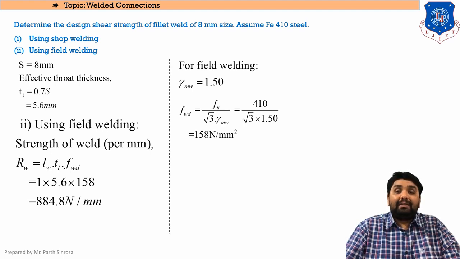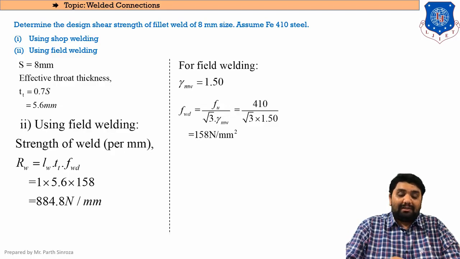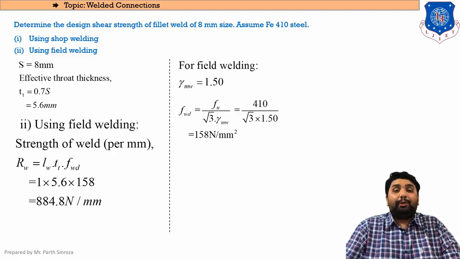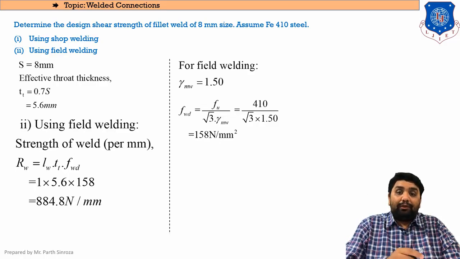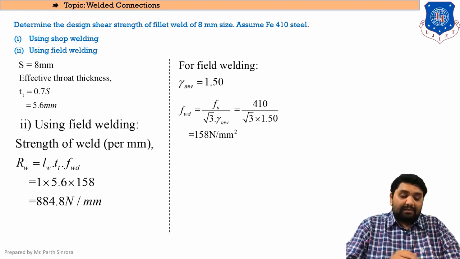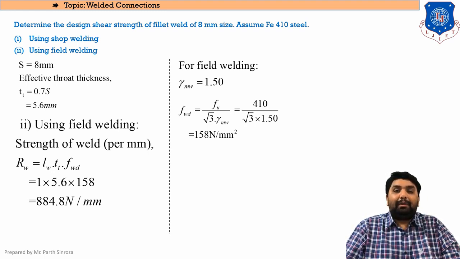And for field welding, this value will be substituted as 1.5. Clear? And so the answer that comes out to be is 158 Newton per mm square. So this is the only difference between a shop weld and a field weld. Now moving on to our sum. Equating here 158, we get an answer 884.8 Newton per mm.